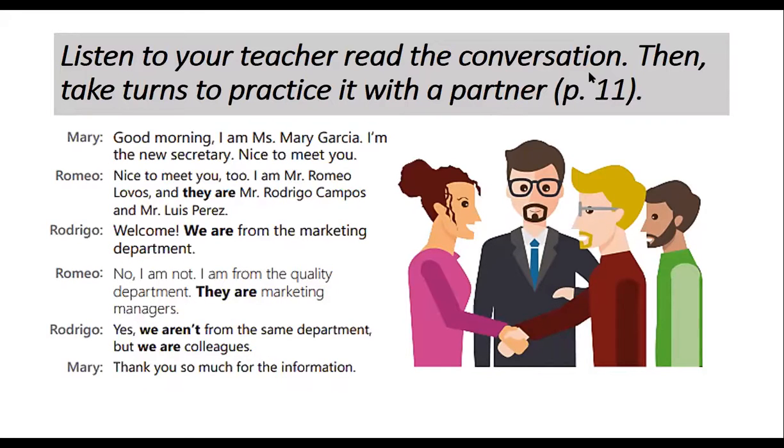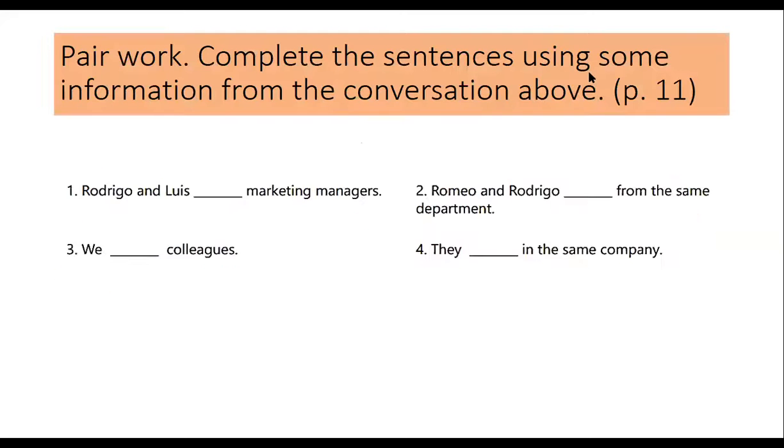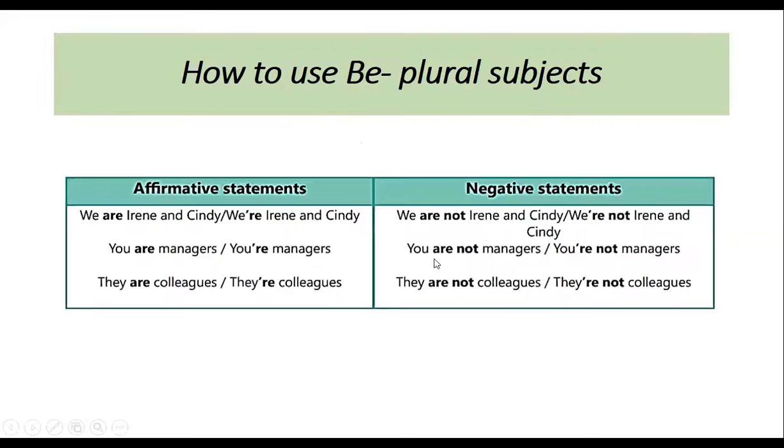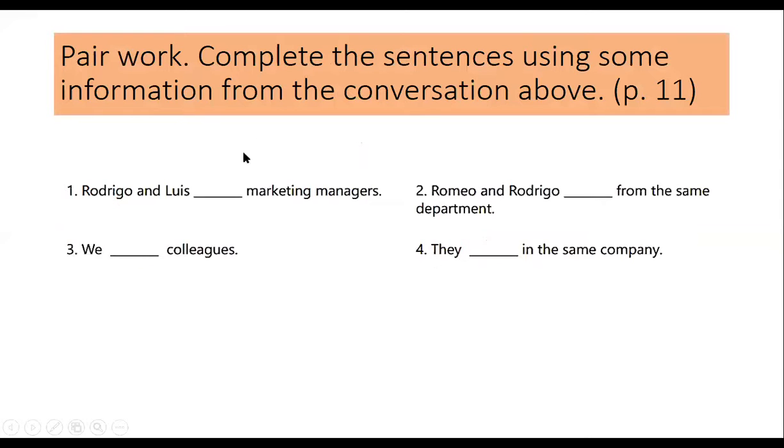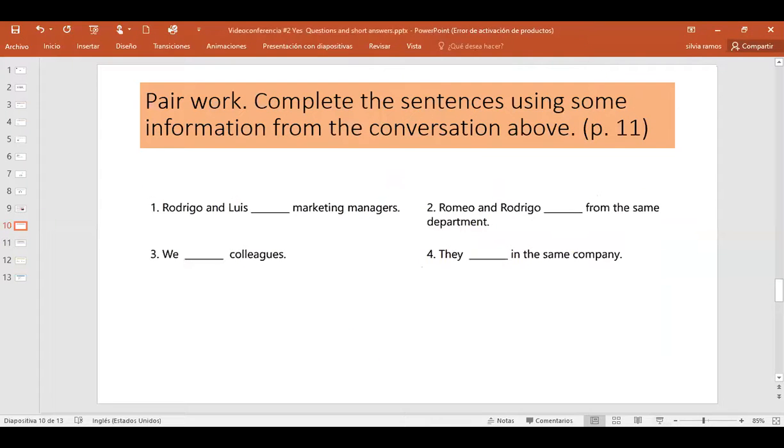We are on page 11, estamos en la página 11, and there is one exercise en la misma página que tenemos acá. We need to use the verb to be to answer these four questions, okay? Ya lo vamos a trabajar en lo que yo paso a la lista. En la página 11, van a utilizar el verbo to be para completar estos espacios en blanco, okay? Let's go ahead and start.